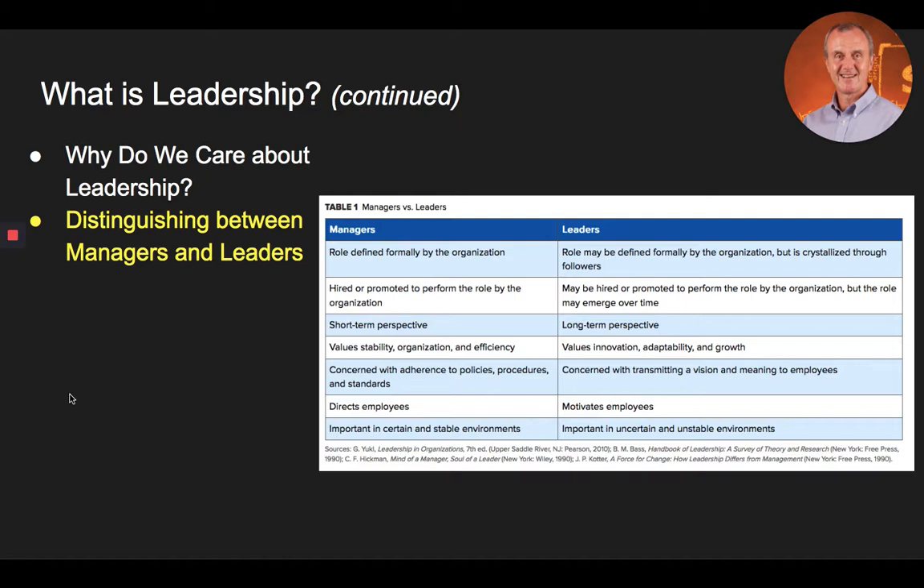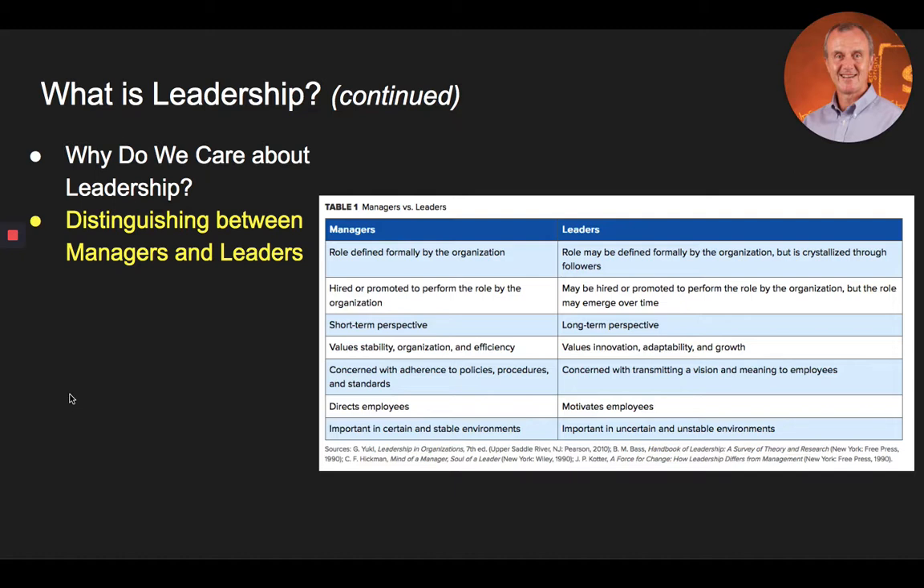So let's look at some of the differentiations between managers and leaders. First, managers have a role that is formally defined by the organization. In contrast, leaders' roles may be defined formally by the organization, but those roles are crystallized through followers. Managers are hired or promoted to perform the role by the organization, whereas leaders may be hired or promoted to perform the role by the organization, but their role may emerge over time.